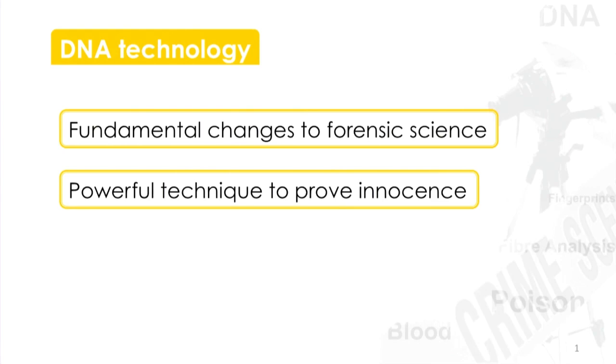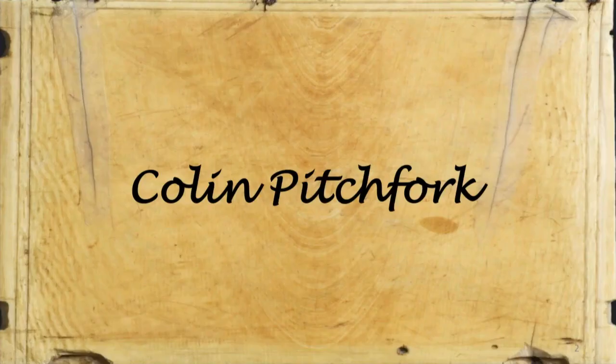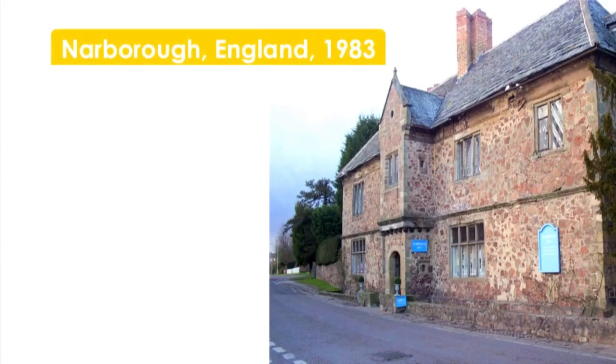So let's go back to the first case where DNA was used, and we will see that the first person who was investigated using DNA profiling was not found guilty. He was proven innocent by DNA technology, even though he had confessed to the crime. So let's go back to a small town called Narborough in England in 1983.